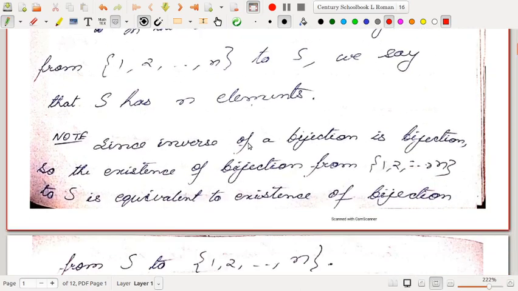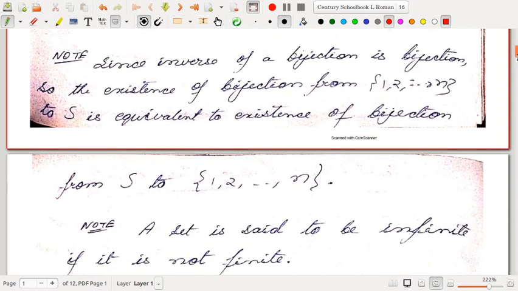Okay, so since the inverse of a bijection is also a bijection, the existence of a bijection from {1, 2, up to n} to S is equivalent to the existence of a bijection from S to {1, 2, up to n}. So both are equivalent. Okay, so the set will be said to be finite if it is either empty or there exists a bijection from S to {1, 2, up to n}, which is equivalent to getting a bijection from {1, 2, up to n} to S, the other way around. Okay, because in your first semester itself we have done that the inverse of a bijective mapping is also bijective.